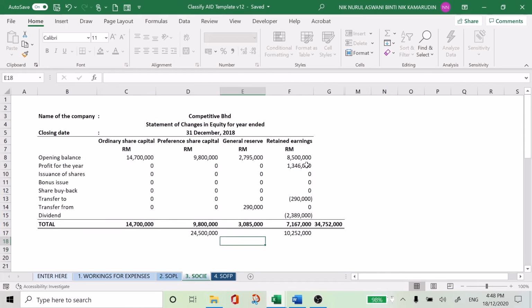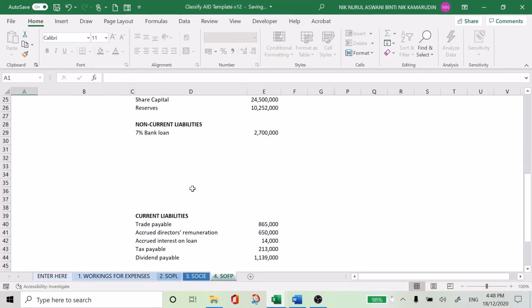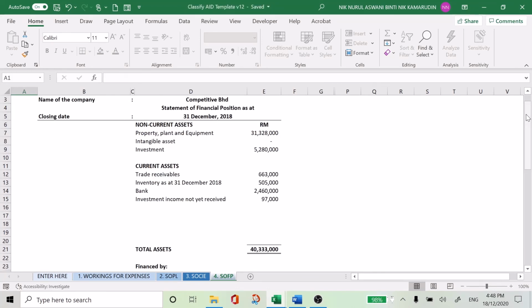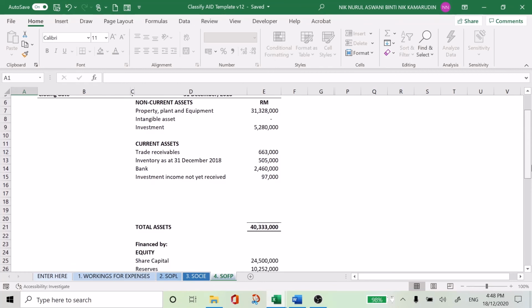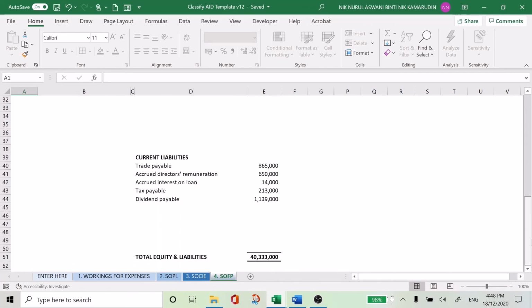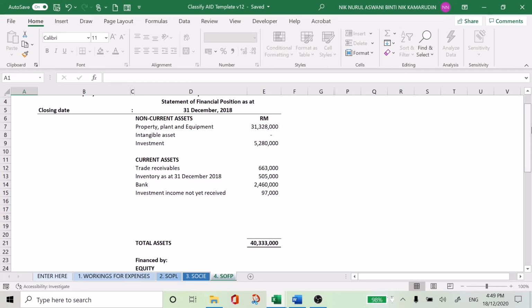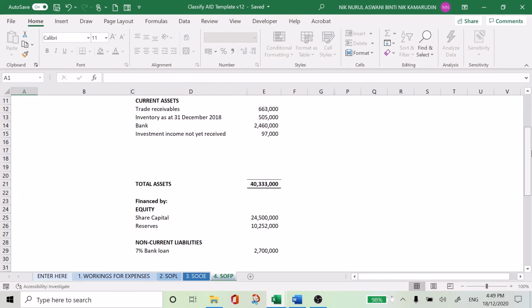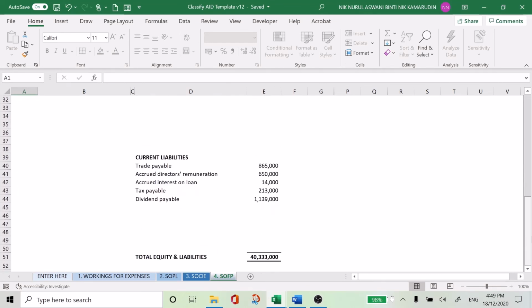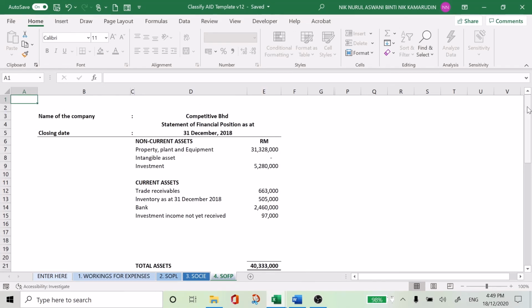Statement of changes in equity. You can see more items added here. Transfer from retained earnings to general reserve: retained earnings will be deducted, and here it will be added. Next, we have total asset of 40,333,000, which is equal to equity and liabilities. You can see how they prepare the current asset and the equity and liability section. So using this template for FAR160, you are able to prepare with or without adjustment.